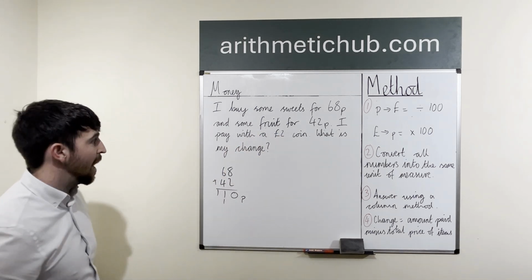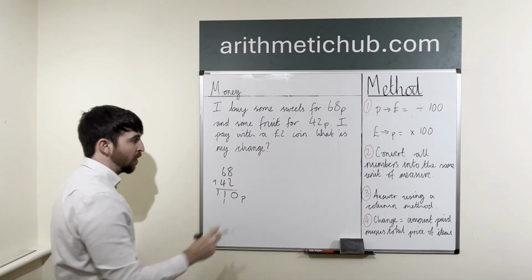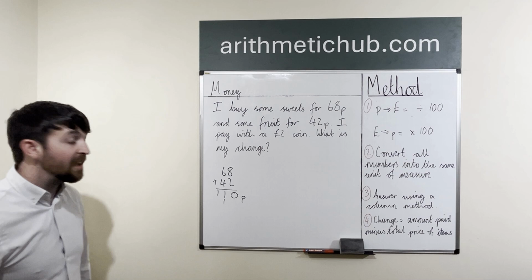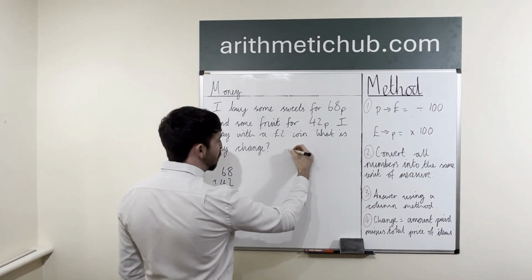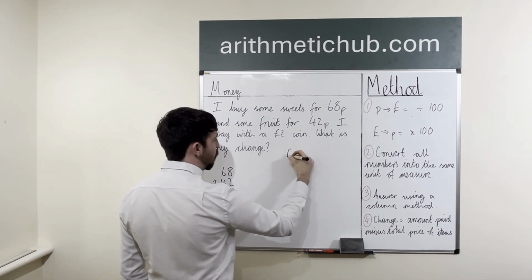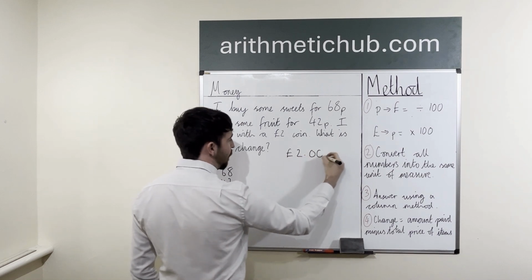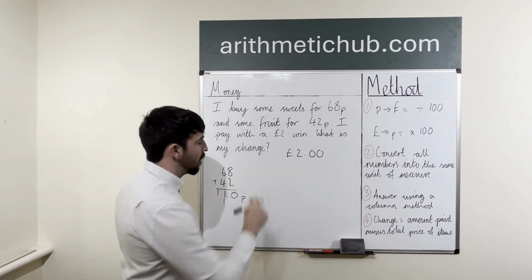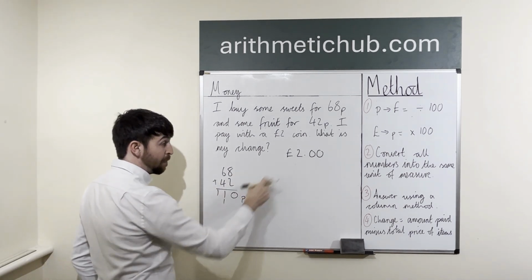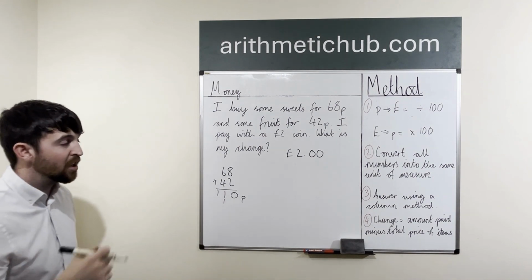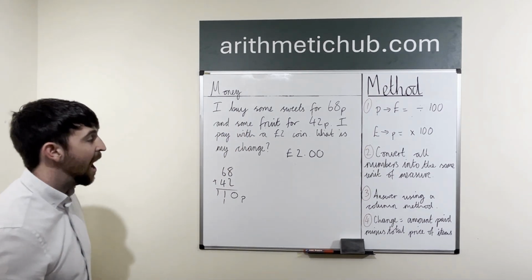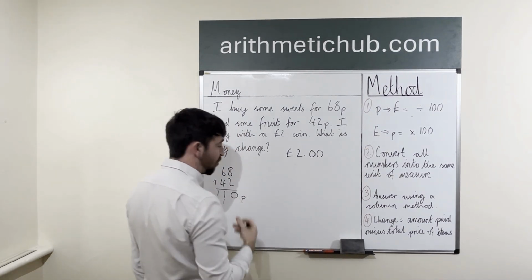The issue here is now that it says I pay with a £2 coin. A £2 coin written down like that isn't always the easiest way to deal with this. So what I would do straight away is when I see £2 coin, I'm going to write it there like that. Now, a little bit easier to deal with, but we can see we've got a problem. This is in pounds and pence, and this is just in pence. So I know straight away I need to convert all numbers into the same unit of measure. I need to convert my £2 into pence.